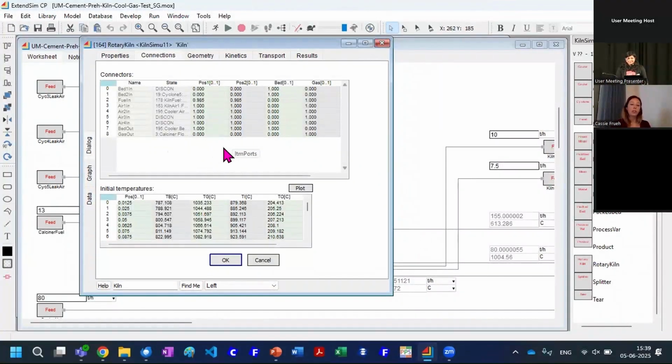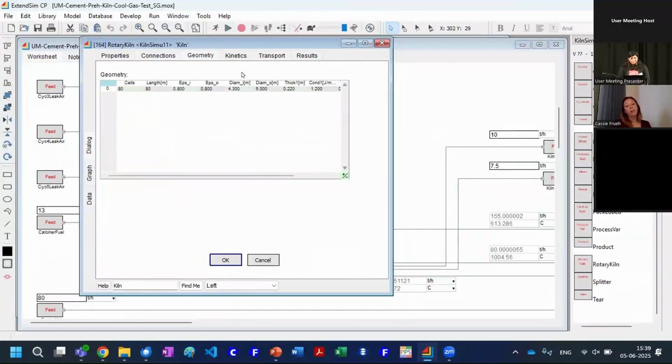And you can control initial temperatures at the graph or at the table below. And if you click on the geometry tab, this is where you would customize your actual rotary kiln or your cooler or your calciner. You can click this plus and minus button to add more sections. So in this demo, we have one section and we say our rotary kiln is 80 meters in length and it is the same diameter throughout the entire 80 meters and it has the same two walls.